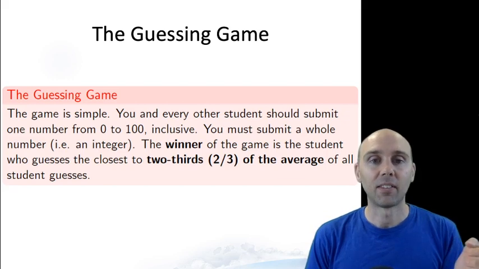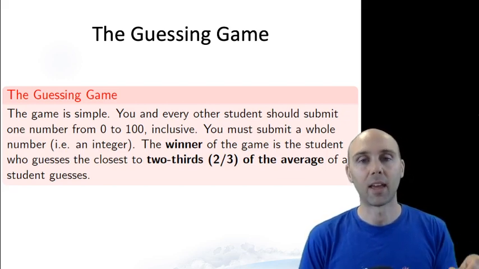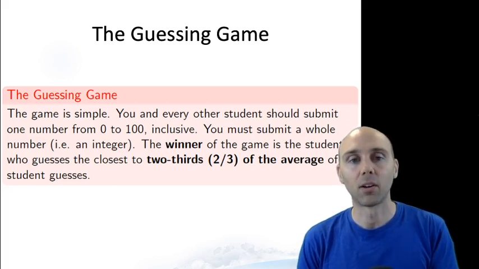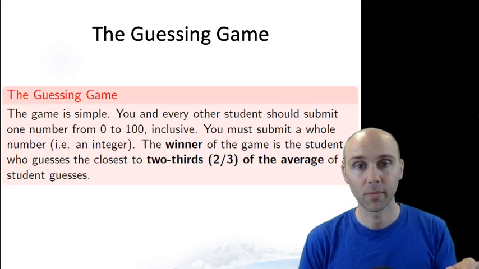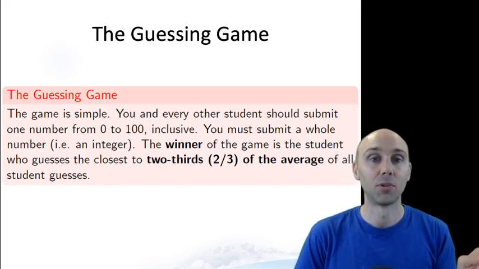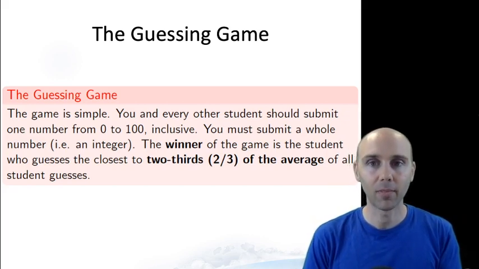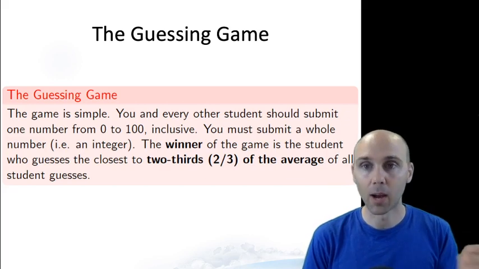Then I'm going to take the average of all the guesses, and the winner of the game is the student who guesses the closest to 2/3 of the average. So if everyone chooses 100, then the winner is the closest to 67. Okay? If there's a tie, we'll do a random tiebreaker.